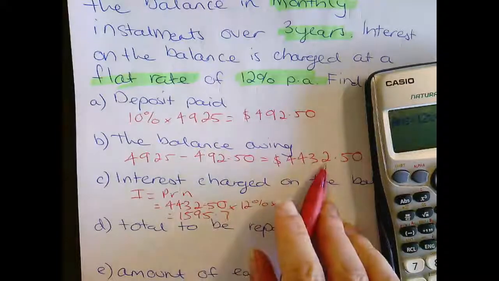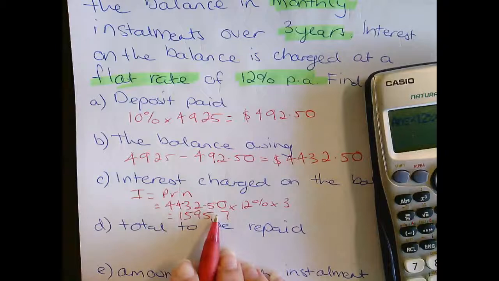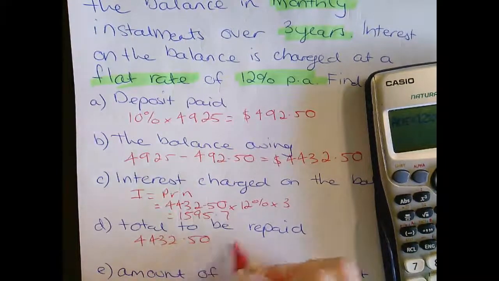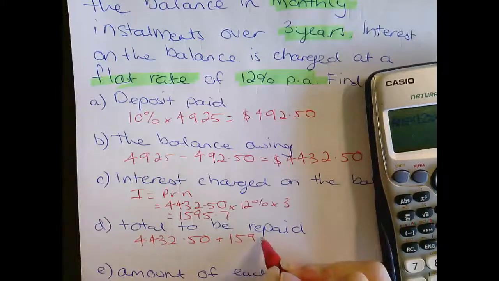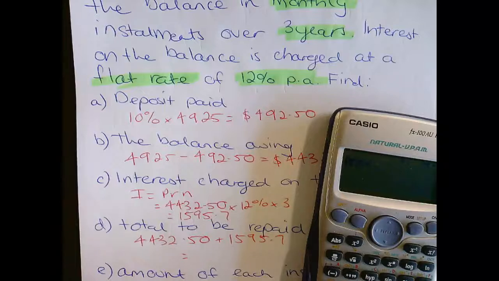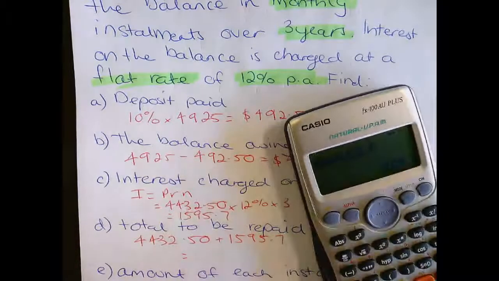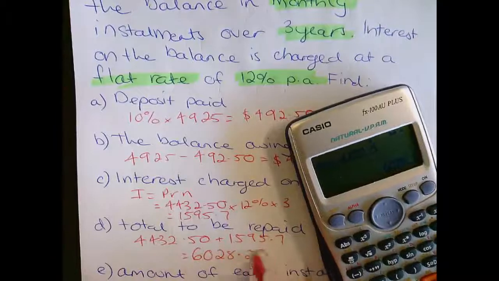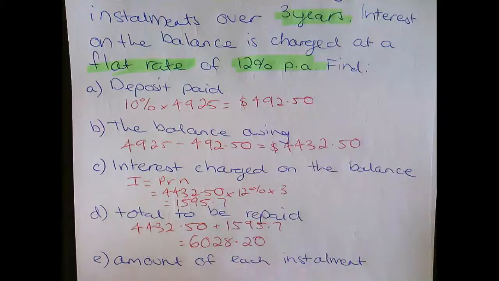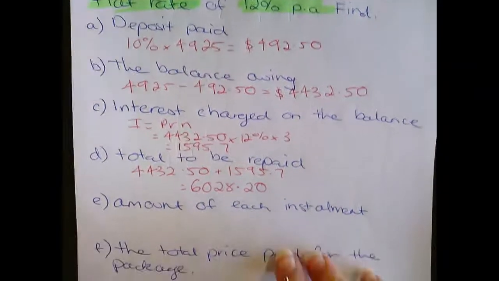The total to be repaid. So not only are they paying off this amount, they also have to pay off the interest. So 4432.50 plus the interest, so about 6,000 to be repaid. Now that amount is being paid over 3 years every month.